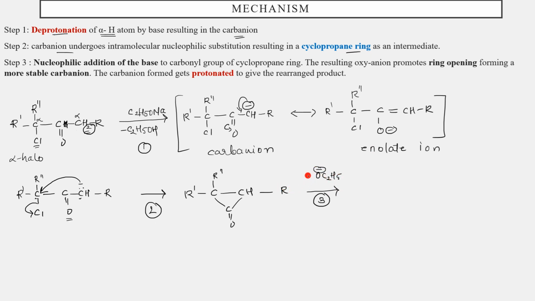Where will the base attack? Base will attack the electrophilic carbon atom. So this is your electrophilic carbon. The electrons will shift over here. Okay, so now you are getting an intermediate again. So look at this, the cyclopropane ring is still intact. This is O minus and this is OC2H5. Okay, so sorry, this is your ring.